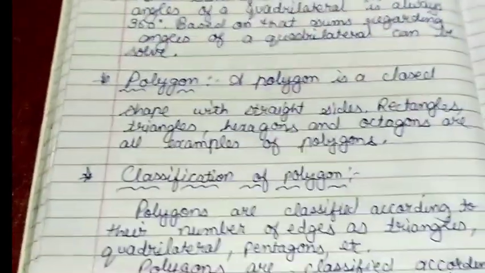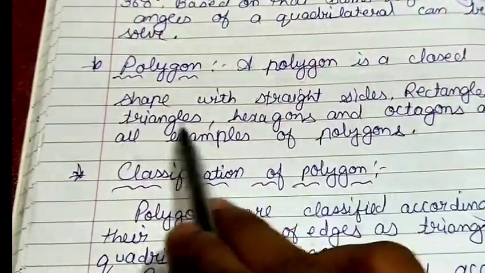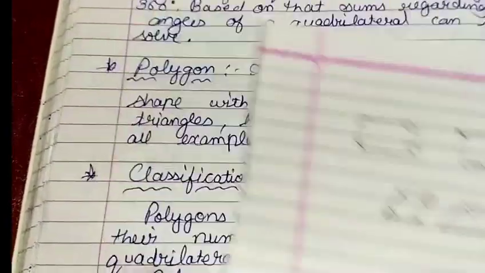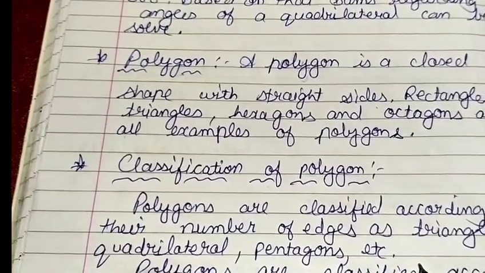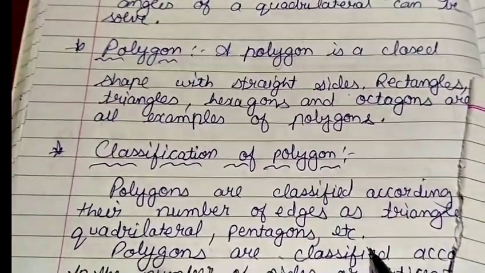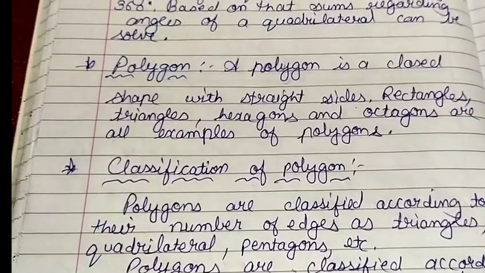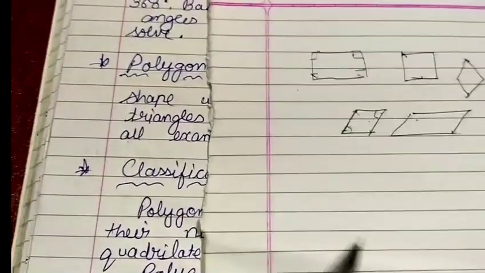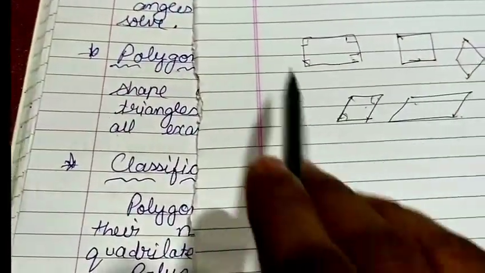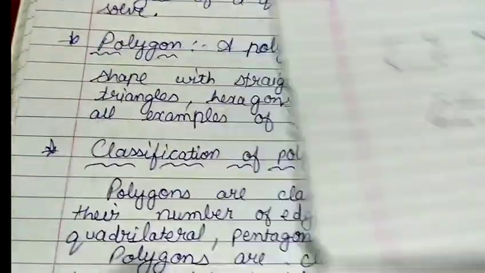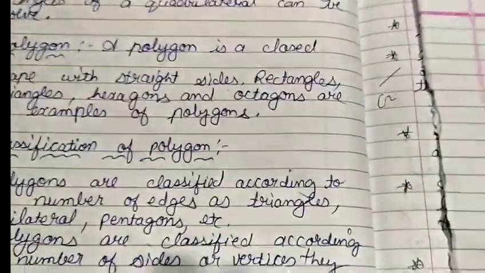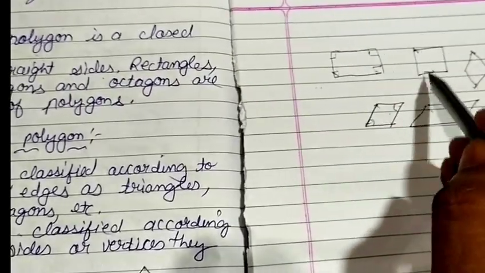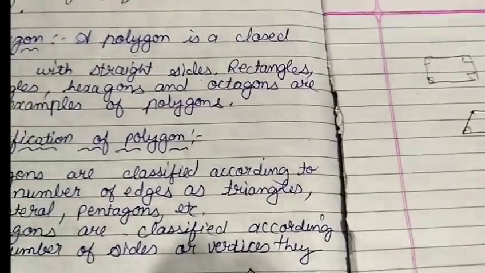Now, polygon. A polygon is a closed shape with straight sides. Take for example rectangle, triangle, hexagon, octagon, which are examples of polygons. Closed shape means these are the examples of a polygon. See, all have straight sides, and it is closed from all ends. That means it is known as a polygon.